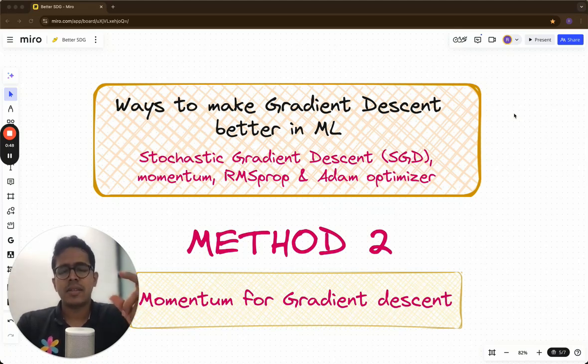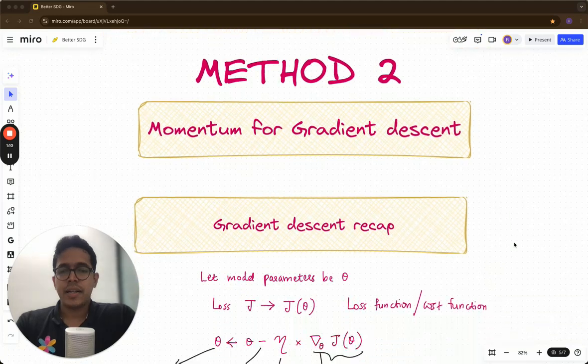I have structured this lecture in two parts. In the first part, I'll be covering the theory behind momentum for gradient descent. In the second part of the lecture, we'll be implementing this in code so that you can see why momentum is good to have compared to vanilla gradient descent, or the normal gradient descent that we usually do. So let's get into the lecture.